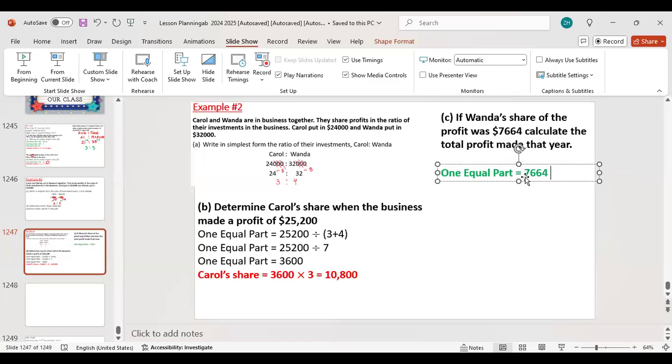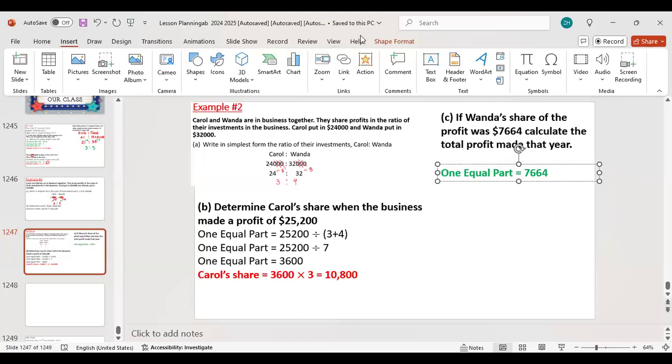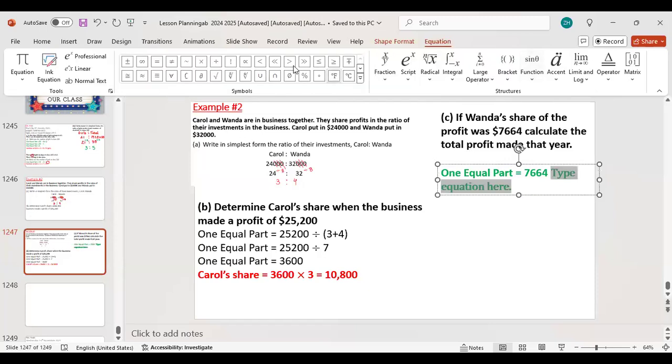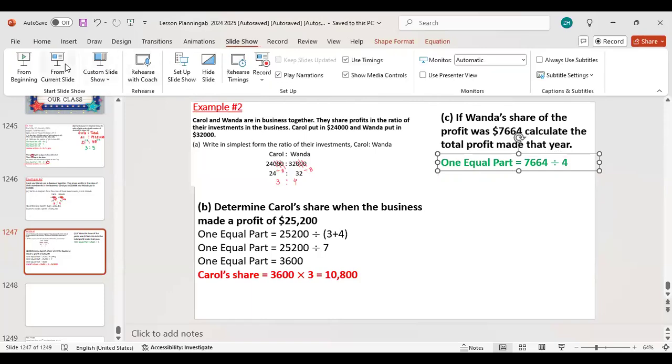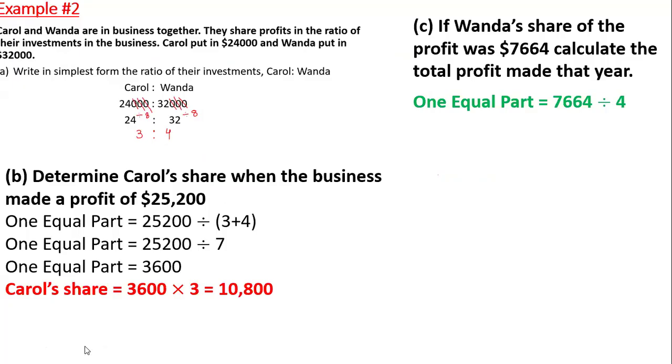7,664 divided by what? 4. Why are you dividing it by 4 and not 12? Because 4 is Wanda's share. Very good, because 4 is Wanda's share. A share is what? 4. So 7,664 divided by 4 is what? 1,916.